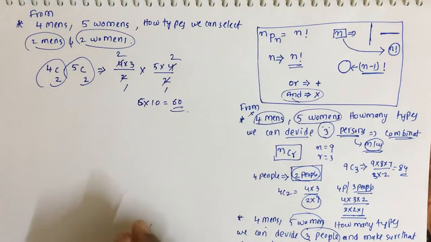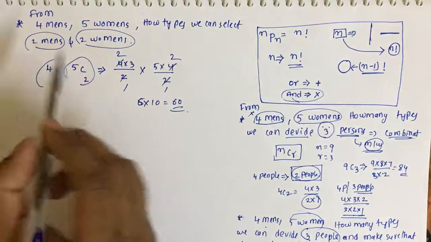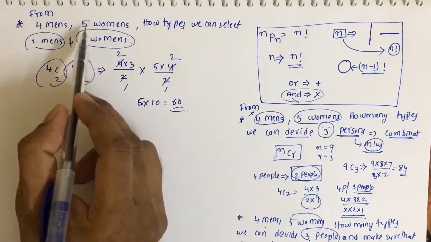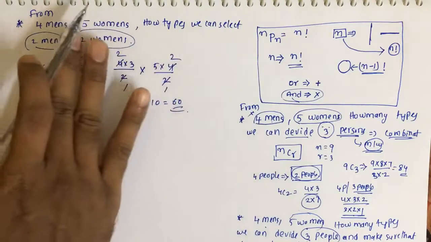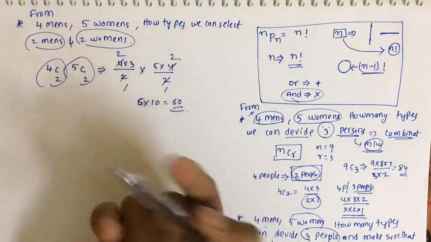So it's a very simple topic, but you just need to see whether they have given the sex or not. If in the same question they ask, 4 men, 5 women, how many ways can we select 2 persons? If they ask 2 persons, then the way to calculate is different.